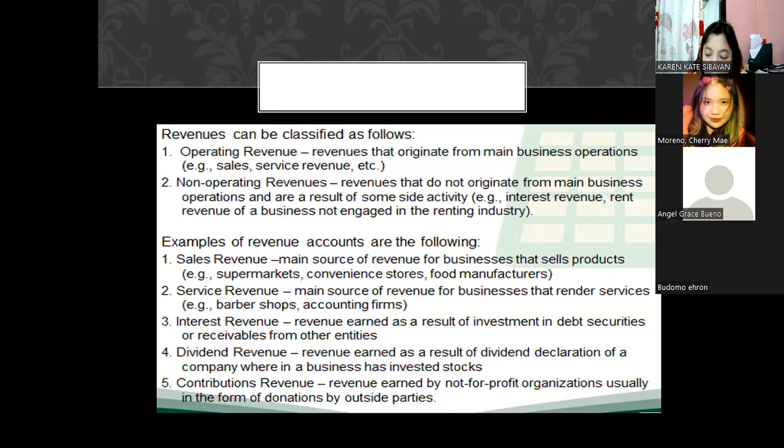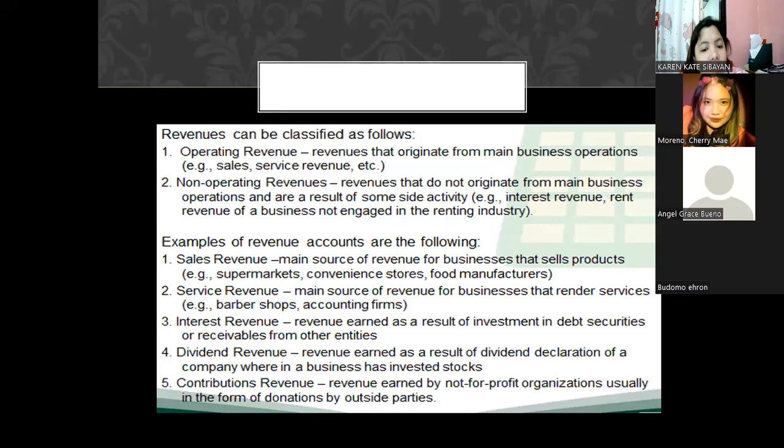Okay? And halimbawa, yung sales ng company mo, nilagay mo muna sa bangko and nag-earn siya ng interest income. That is another non-operating revenue. So I hope nagets ninyo yung mga examples and you take note of that.